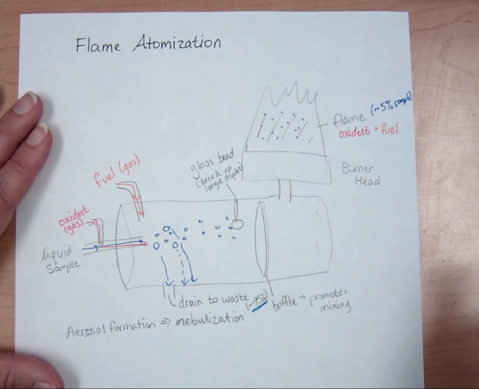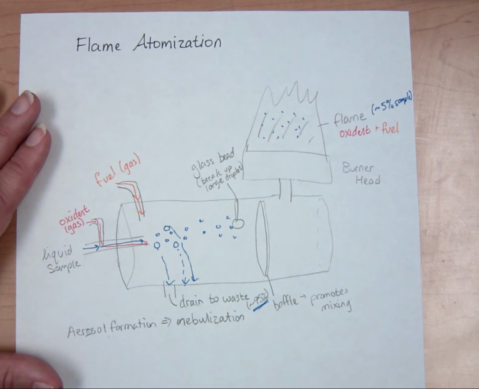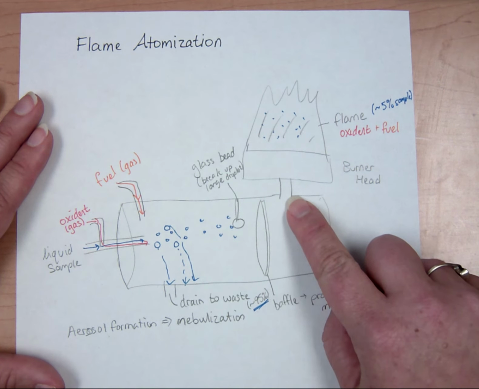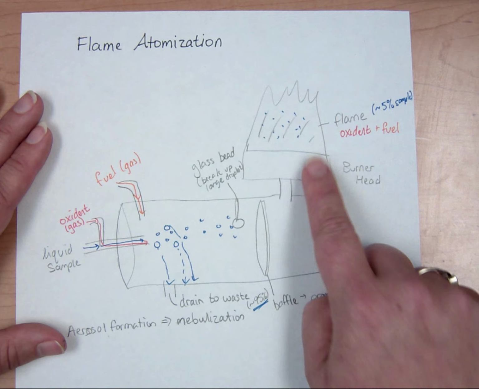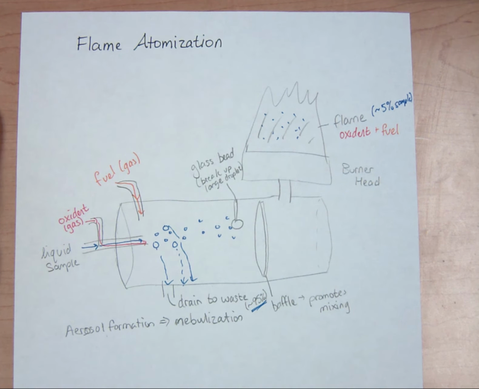And we get flame and oxidant and small droplets of our sample heading up into our burner head, which is where the flame comes out of. And there you have it. There's a flame atomizer.